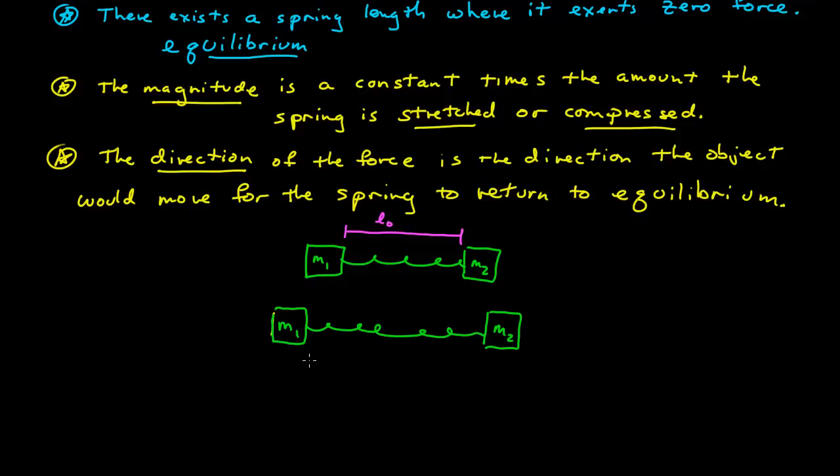So it is at a new length, L. The amount that the spring is stretched is L minus L naught, its new length minus the natural length, where it was in equilibrium. All right.